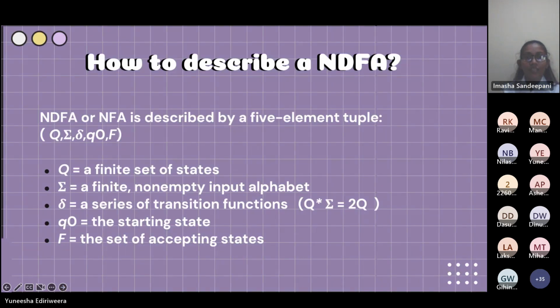Now, let's see how an NDFA is described. Just like DFA, NDFA also uses a 5-element tuple consisting of Q, sigma, delta, Q naught, and F. Q represents the finite set of states, sigma represents the input alphabet, delta represents a series of transition functions, Q naught represents the starting state, and F represents the set of final states. Next slide.